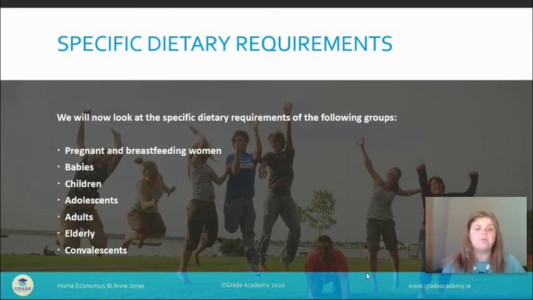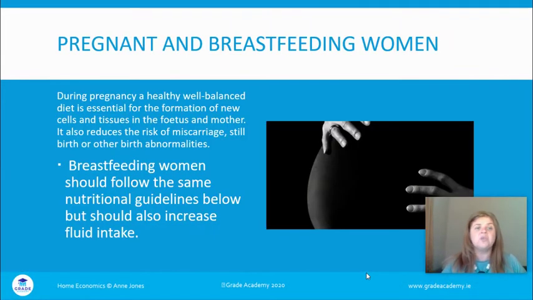So first and foremost, we have pregnant and breastfeeding women, babies, children, adolescents, adults, the elderly, and convalescent. If somebody is convalescing, that's somebody who's recovering from an illness or surgery. So that's what a convalescent actually means, but we'll come back to that again later. So we start off with pregnant and breastfeeding women.